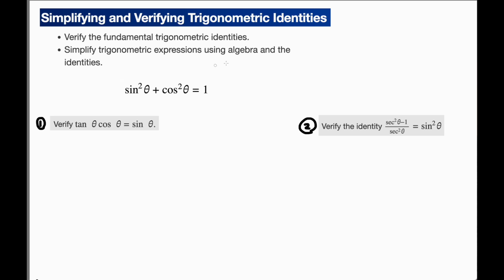The main identity that we're going to be using, it's called the Pythagorean identity, is this thing right here up at the top. I'm going to highlight it here, this part right here. Super important that you know this. Make sure you write it down.